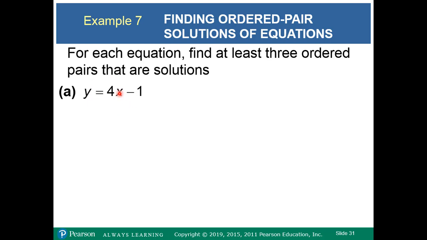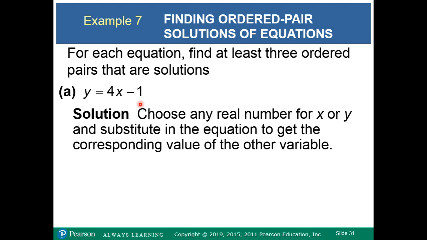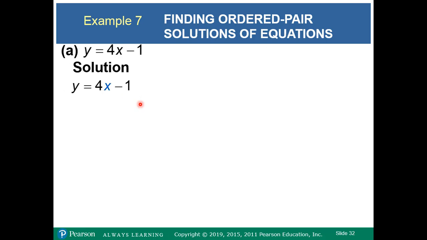But what if I use 1 in here? Well, then I get 1 times 4 is 4, minus 1, which is 3. So I get a solution point of (1, 3). So literally, all you have to do is plug in a value for x and see what you get for y, and you're done. So there are many different values you can get, many different answers you can get. Okay.